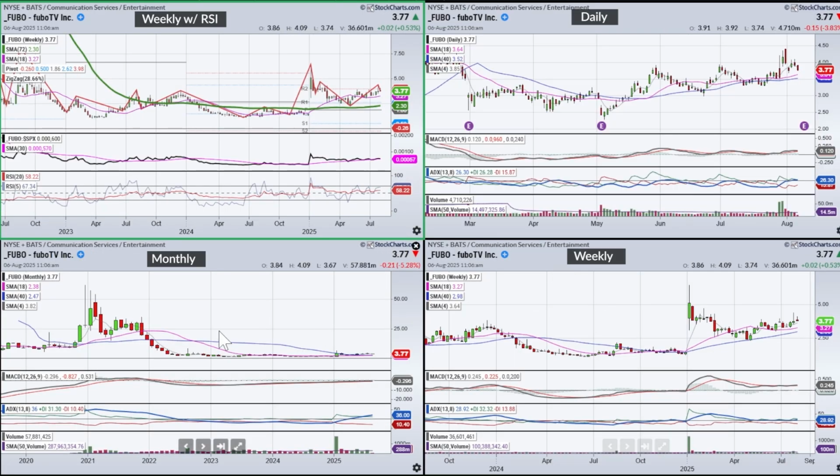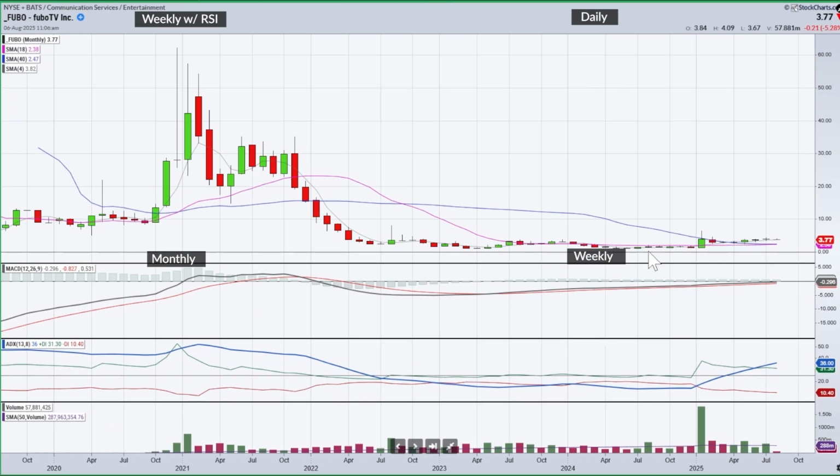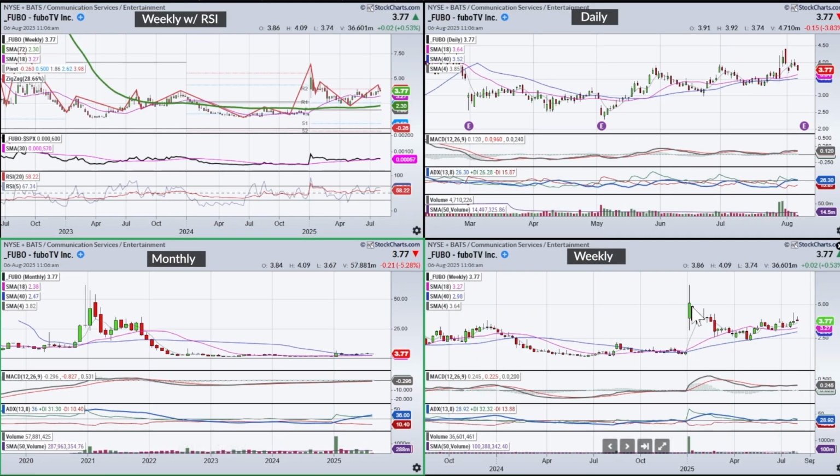Now, this FUBO is, I think, kind of interesting. If we look at the way the monthly is starting to cup around, and we had really good volume to the upside on that gap up, I think we've gone through a pretty healthy correction phase.